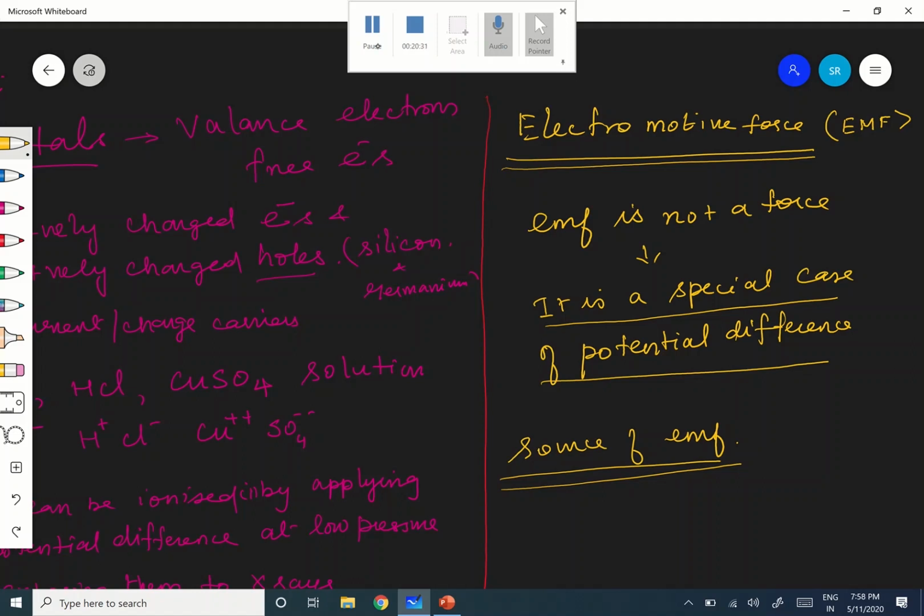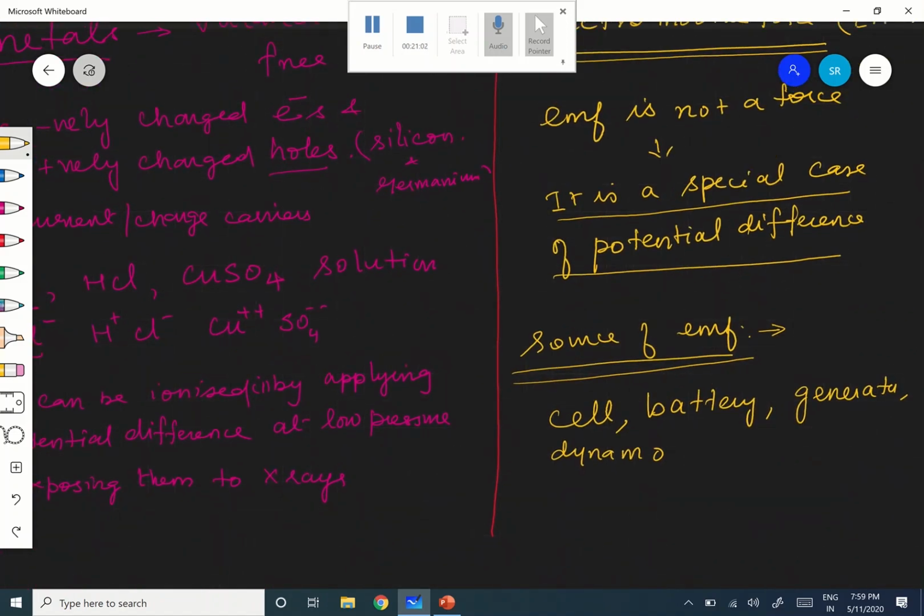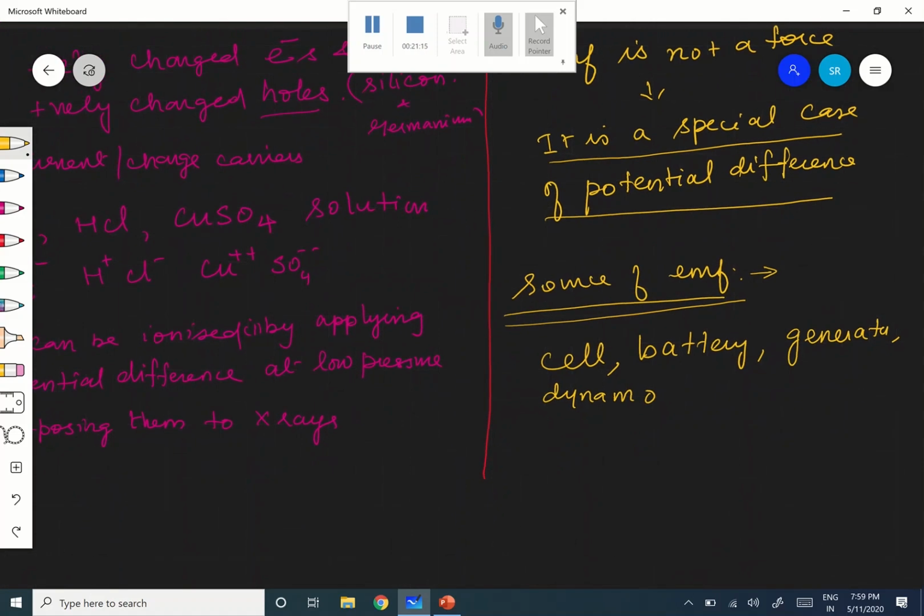Examples of a source of EMF: a cell, a battery, a generator, and a dynamo. All these are called a source of EMF. They are energy suppliers. They are ready to do some work to move the charges in a definite direction. Are you following? Therefore, now I am going to define the EMF of a cell.